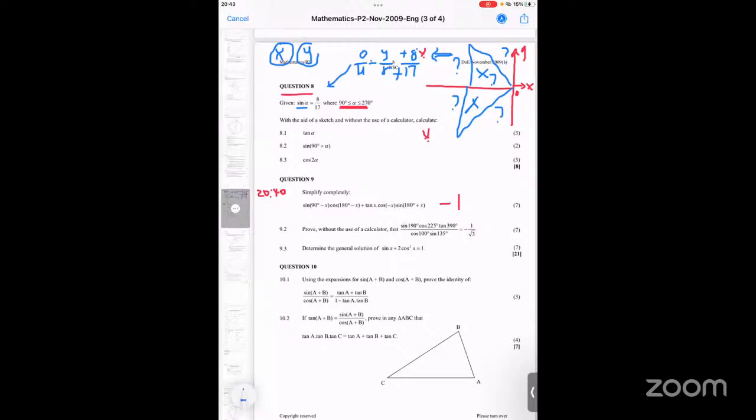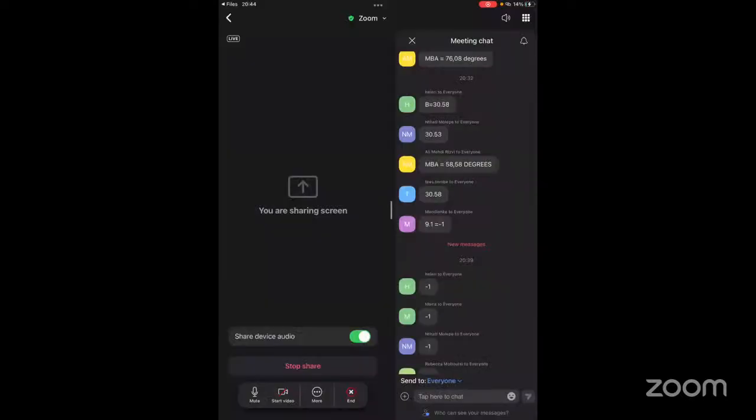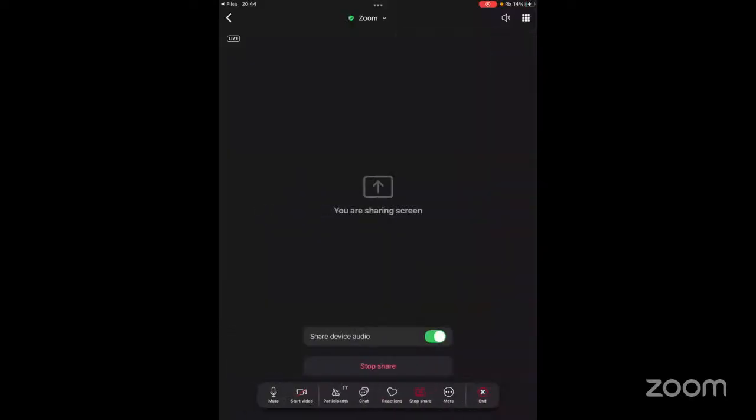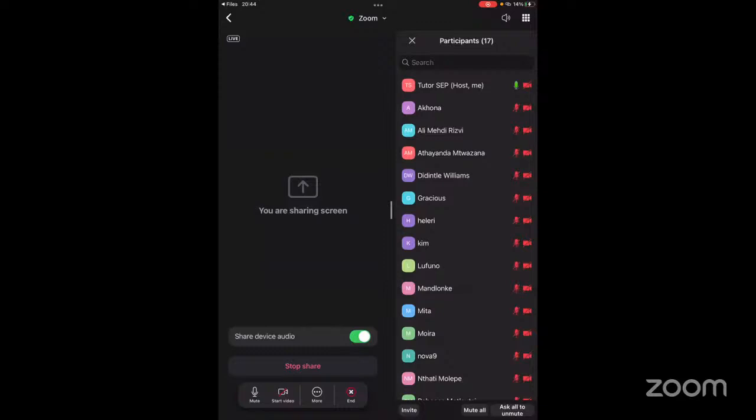Then once all of that is done, you can go for 8.1, 8.2, 8.3, and then in the comment section, you comment with your answers. Did you guys understand what I was doing there? I won't say much, but I will leave it there. But did you guys understand what I was explaining there regarding how to know in which quadrant it falls?